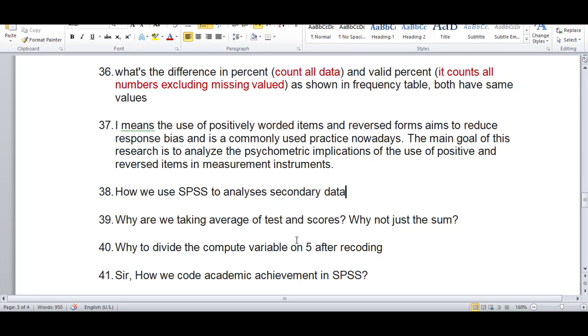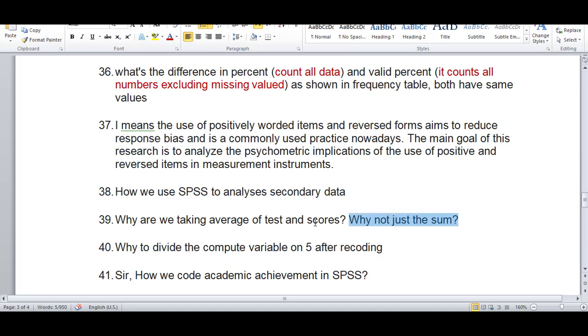Why are we taking the average of test scores? Why not just the sum? Actually, the sum is not a reliable thing to give a measurement for the test score or quiz. The average is a number that, by definition, represents the data set. So it is better to calculate the average.